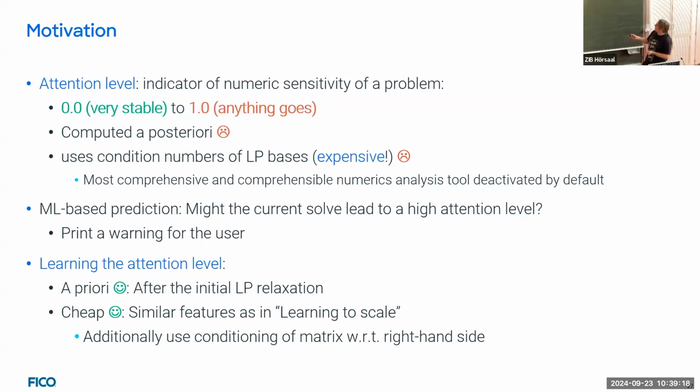So can't we just do an ML-based prediction that says, might the current solve lead to a high attention level, warn the user about this, and then let them take a decision accordingly?